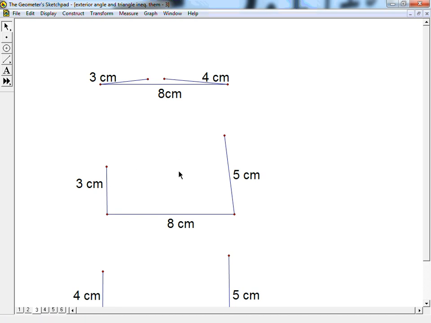Now, let's say the two smaller sides are equal to the bigger side. 3 and 5 are equal to 8. Let's see if that works. I'm going to bring this thing down.